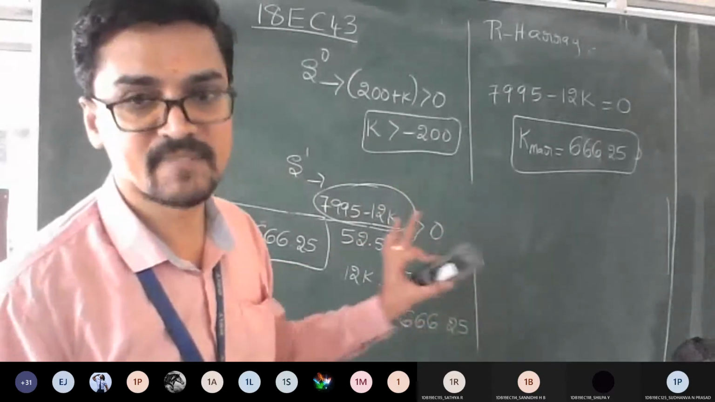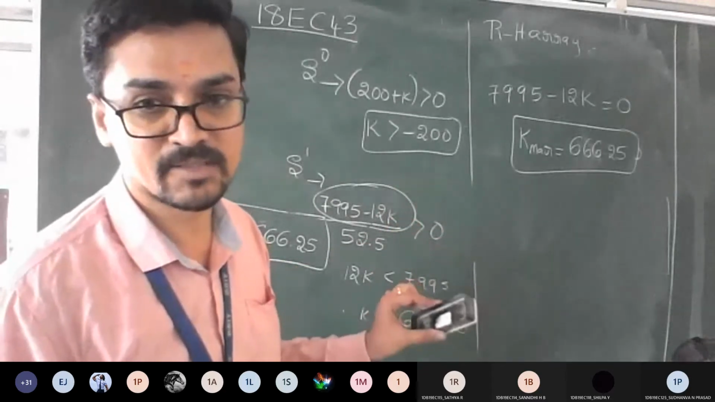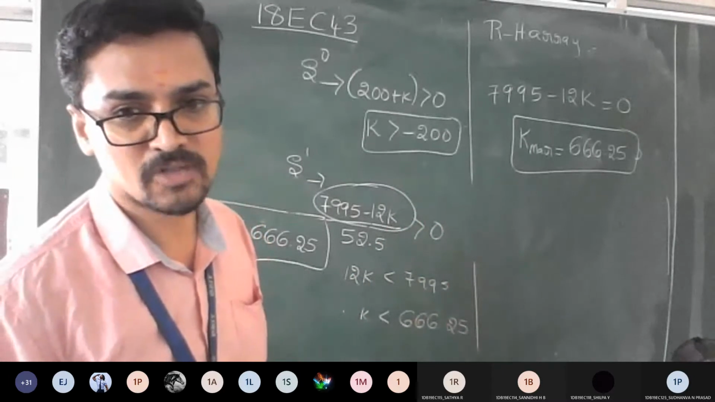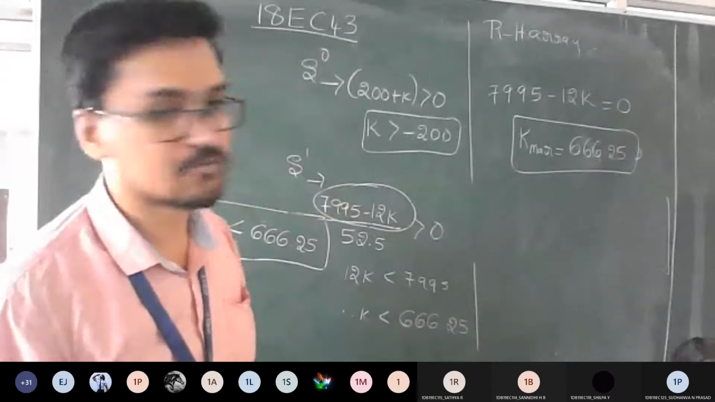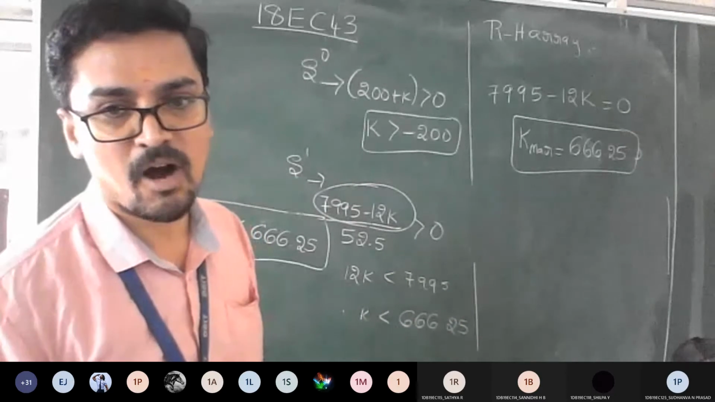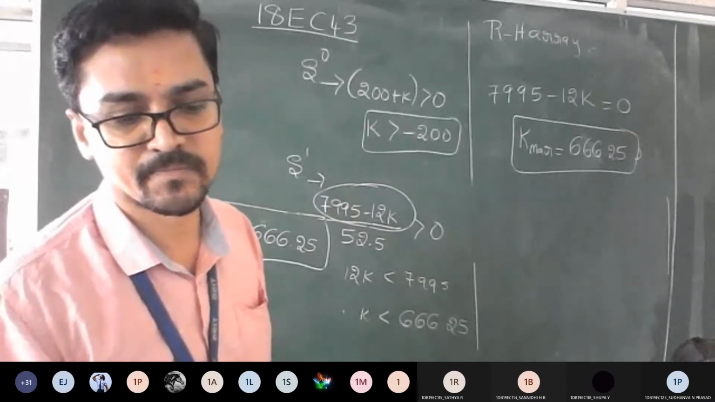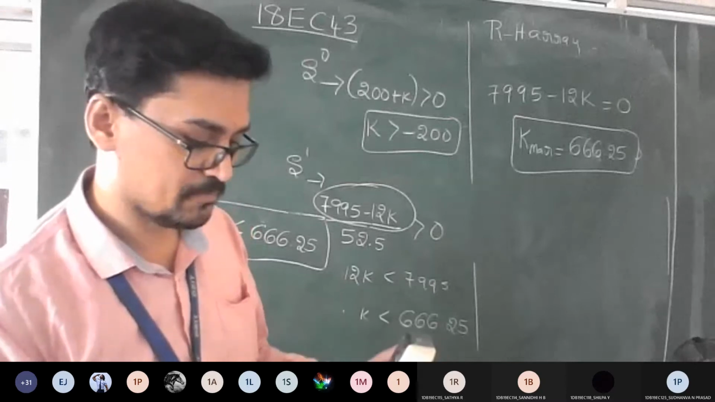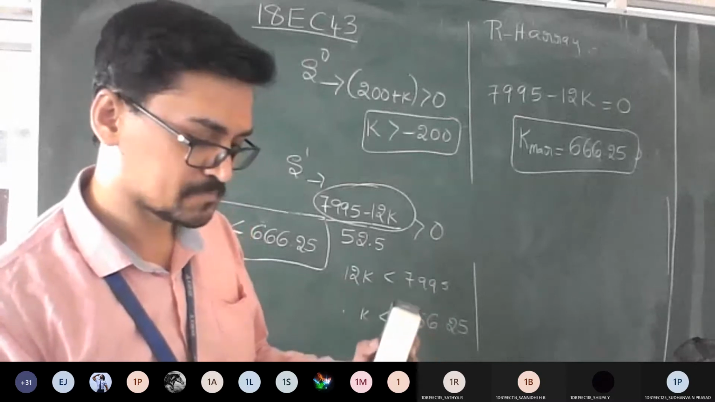Whatever k you got, that itself is called the marginal value of k, or sustained value of k, required for oscillation. Then we want to find one more thing: what is the oscillation frequency? To find that, we need to go with the previous procedure you learned.